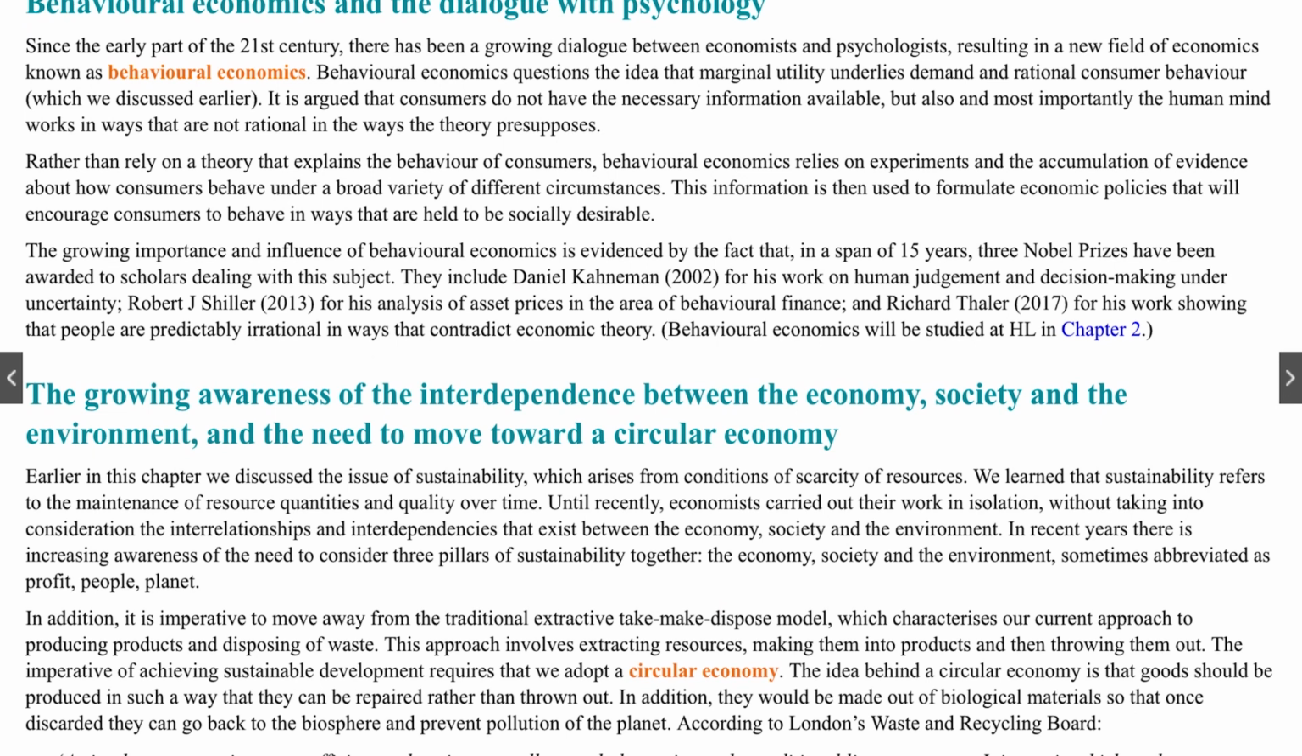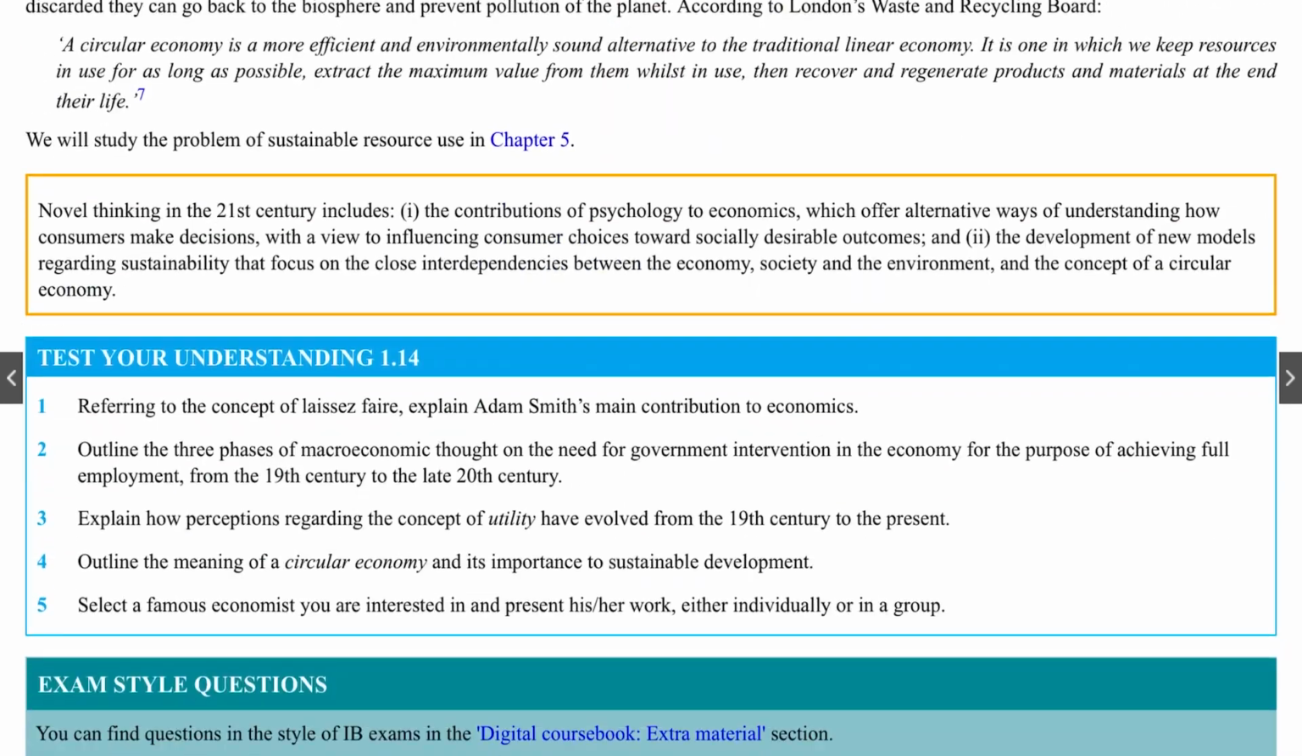So in the 21st century, we have the revolution of behavioral economics with psychology. This is one of my favorite parts of economics. Behavioral economics questions the idea that marginal utility underlies demand and rational consumer behavior. It's very much to do with microeconomics and individual decisions. You could read a bit more about this if you like. This is irrelevant.